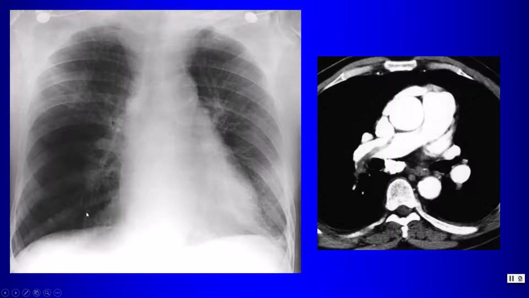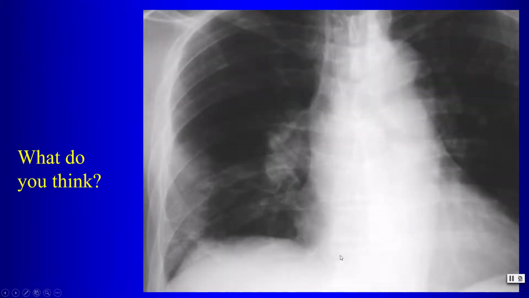So this is an example of the Westermark sign, where we have oligemia because the blood flow is shunted away from this region because of the pulmonary embolism. Other signs we might see with pulmonary embolism, here we have this peripheral consolidation.